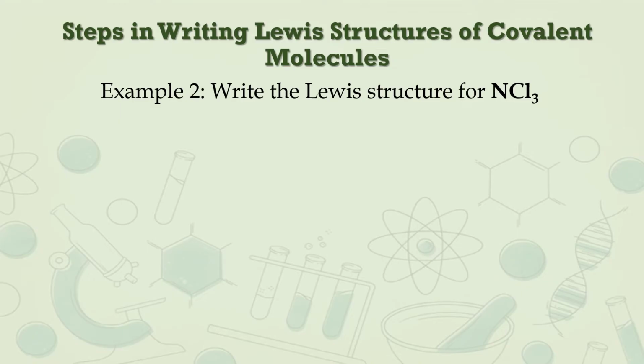So here is now a step-by-step process on how to write the Lewis structures of covalent compounds. Let's try to draw the Lewis structure of this example by following the steps. Write the Lewis structure for NCl3, or nitrogen trichloride. The first step is to draw the skeleton structure of the molecule.